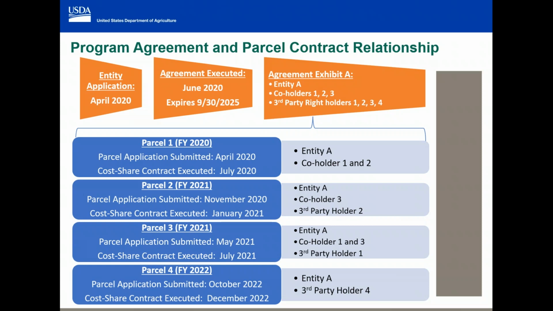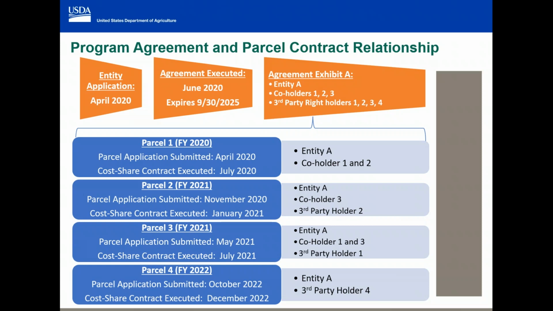So the agreement is executed, and then through this series of cost share contracts, the various individual parcels are selected for funding, the contract is executed, and then the parties specific to that particular parcel are identified on those individual contracts. So in this example, if your entity application is submitted in April 2020 of this year, in the coming months, the agreement is executed in June. Let's say in 2020, you're ready to go with one of your parcels at the same time you submit your entity application. You can go ahead and submit that at the same time in April 2020.